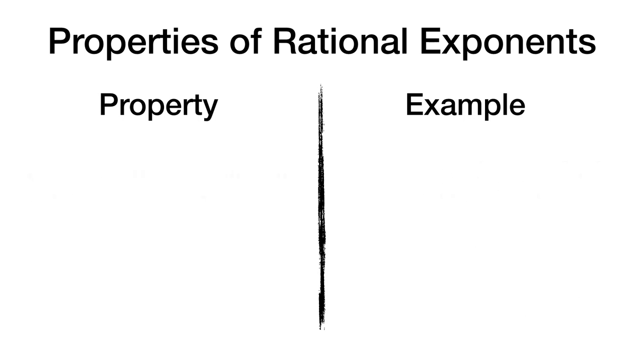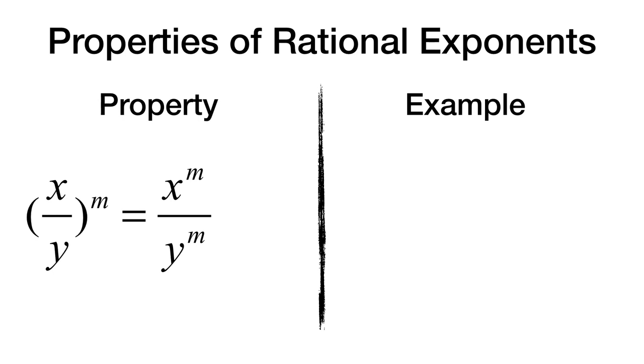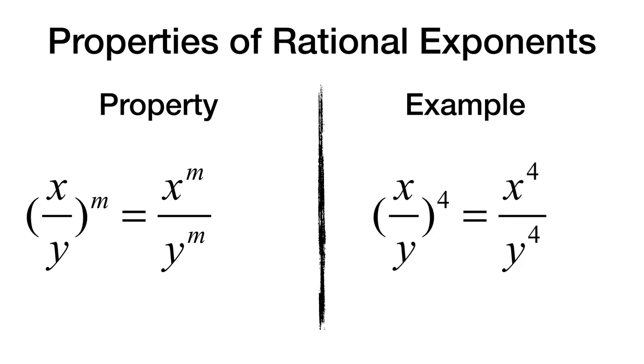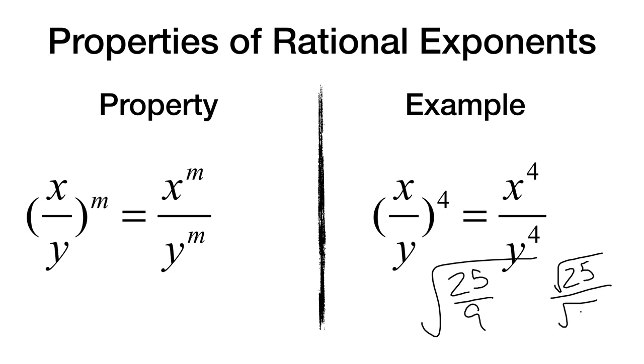Here's another example. In this case, if I'm dividing, same type of thing. We tend to see this a lot with the square root of 25 over 9 being the same as the square root of 25 over the square root of 9, so 5/3.